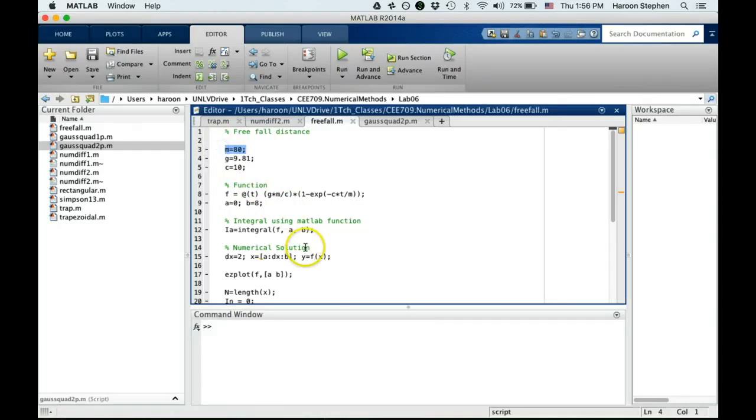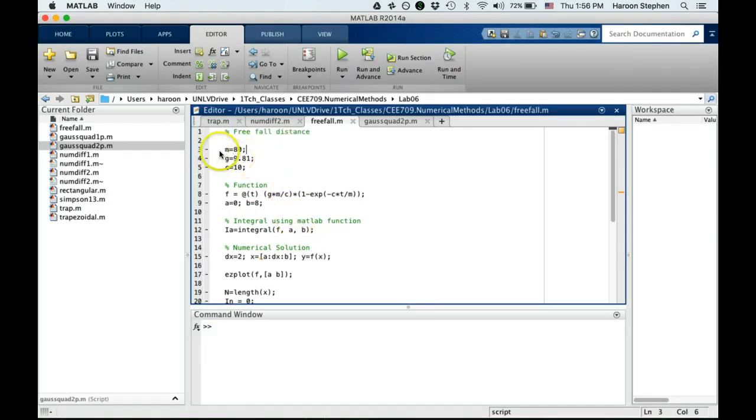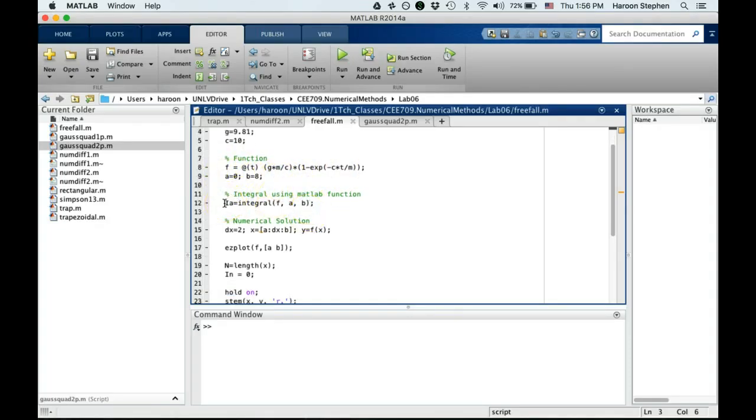So in this code, I won't run this line by line, but I will show you that here are the parameters of the problem, the mass, the g value, and c, and then we define a function f, which is the velocity function as a function of time. Our limits a and b are 0 and 8, and you can analytically find the value of the distance, but I'm using the numerical function built in MATLAB, and most probably in your applications you can use this function directly.